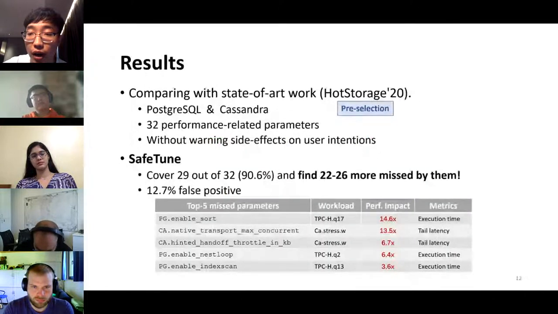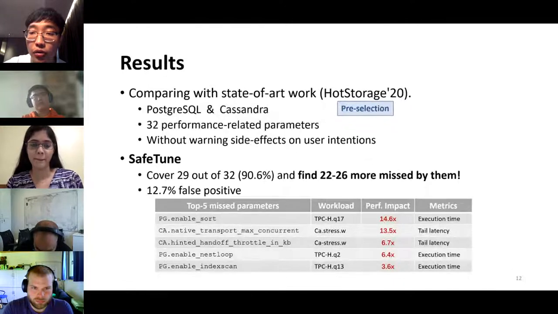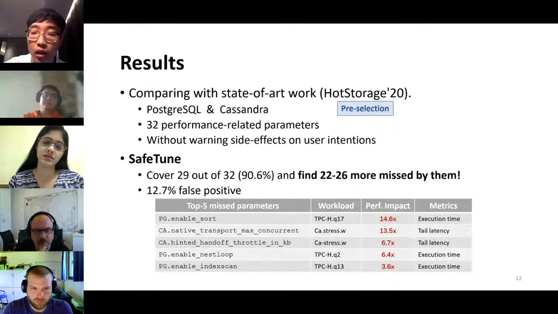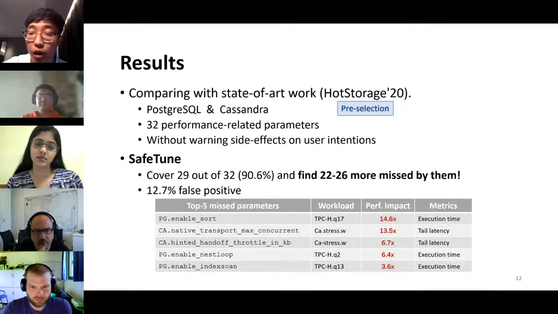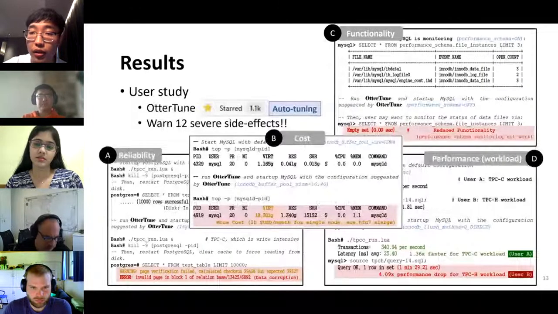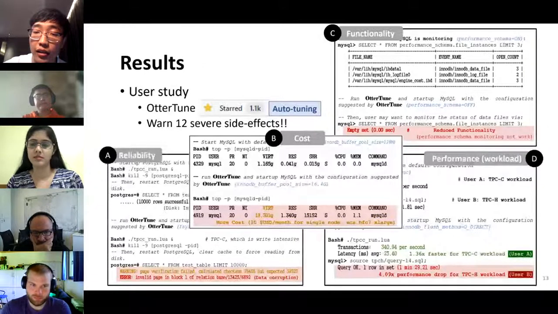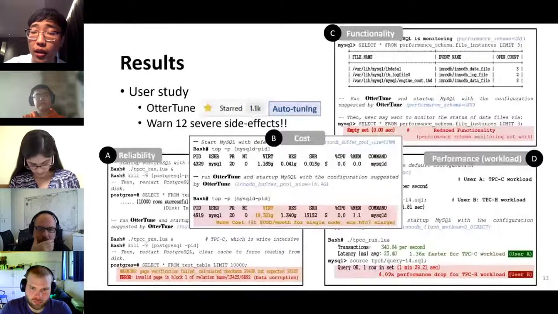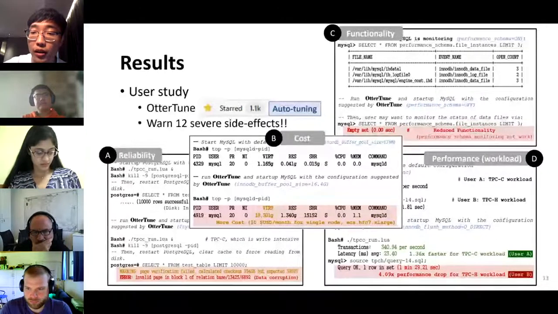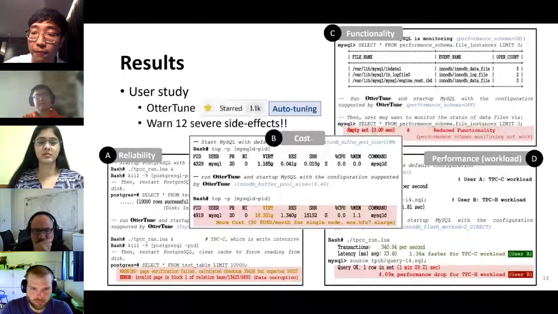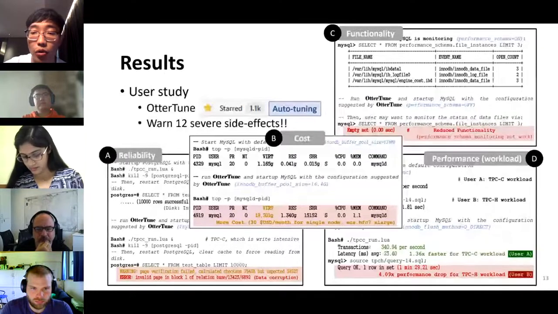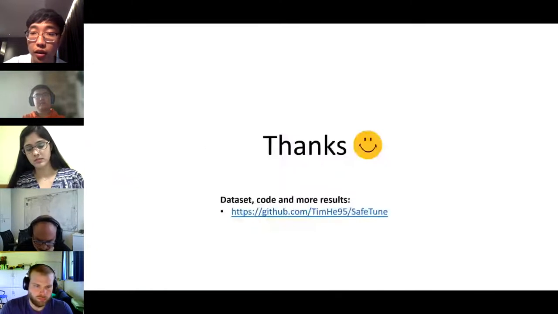The comparison with the state-of-the-art method in HotStorage 20 shows that SafeTune can not only cover most parameters found by them, but also find 20 more parameters that have significant impact missed by them. We also evaluate SafeTune on the effectiveness of helping a popular tuning tool. The result shows that with SafeTune, 12 severe side effects like potential data corruption in case A can be prevented. In this paper, we argue that future tools should pay more attention to tuning with other target intentions like reliability or resource usage. Okay, that's all. Thank you.